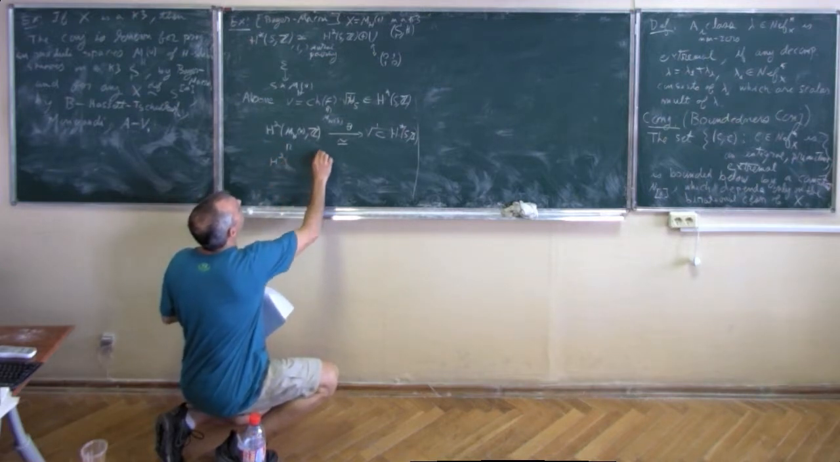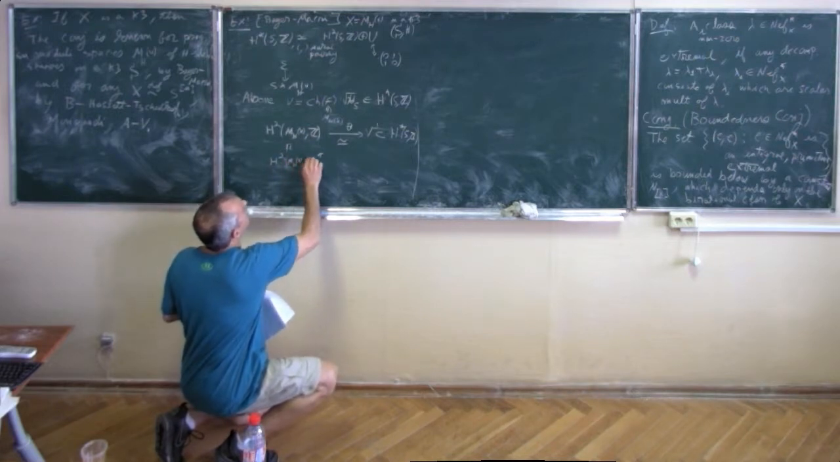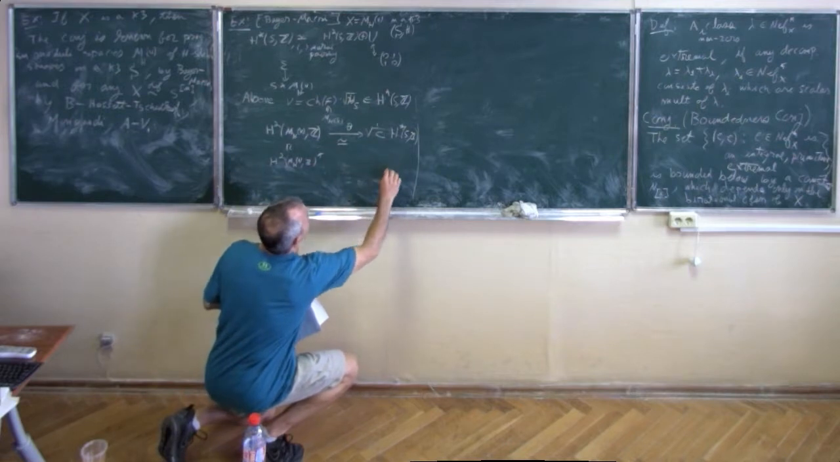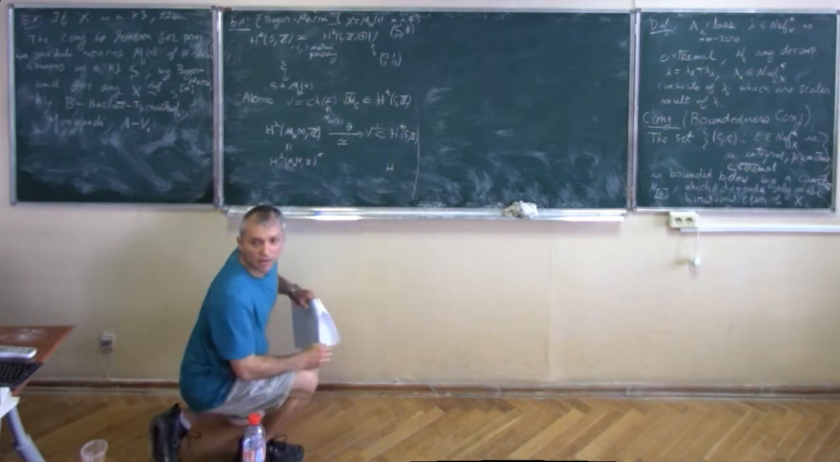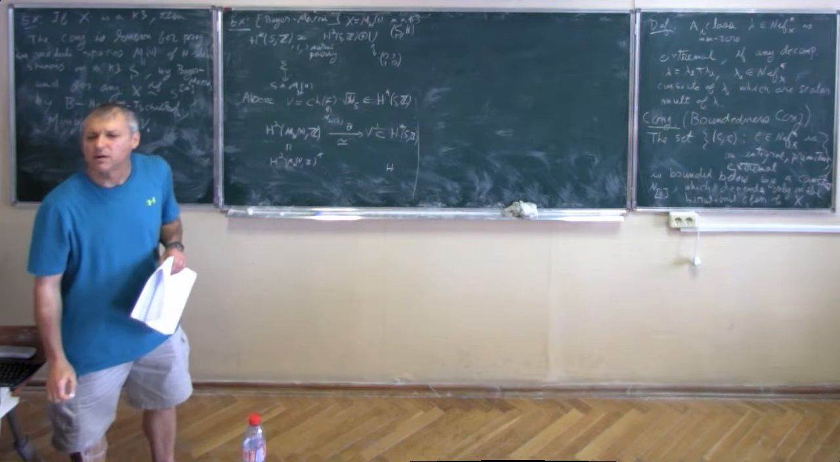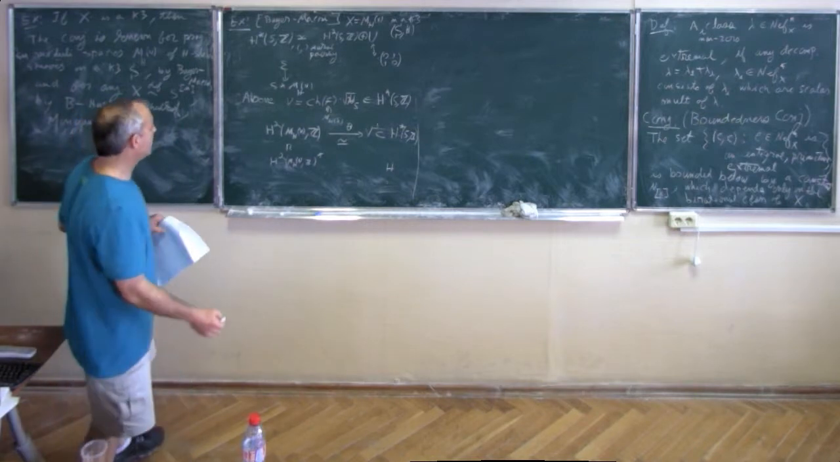So we have the dual space, and we have the dual of this. So do you assume that the moduli space is more than 2 dimensions? Yeah. Thank you.